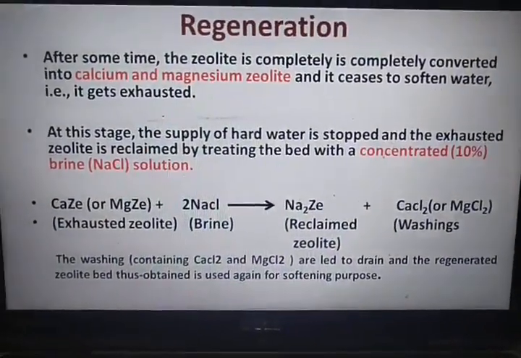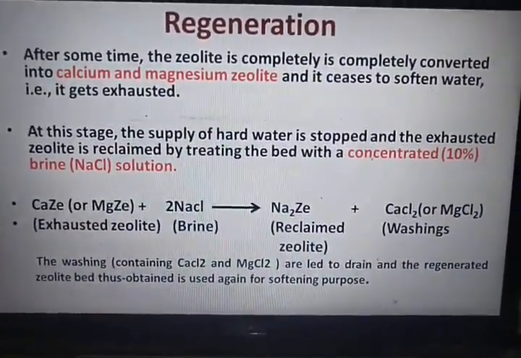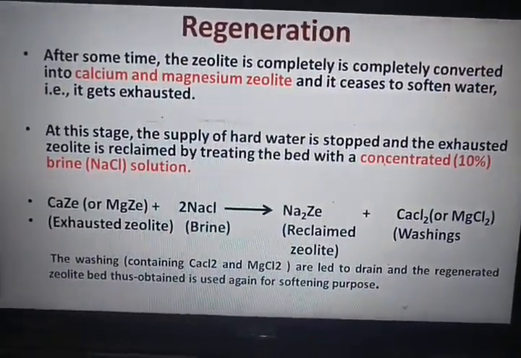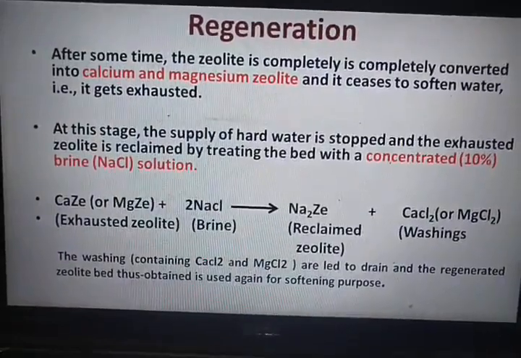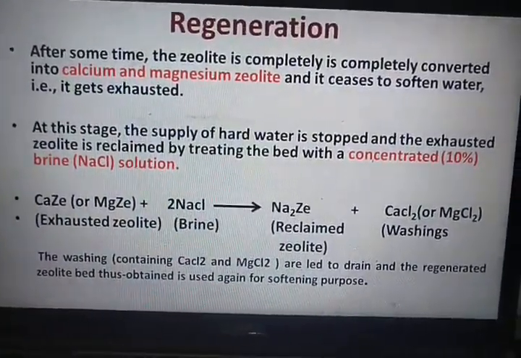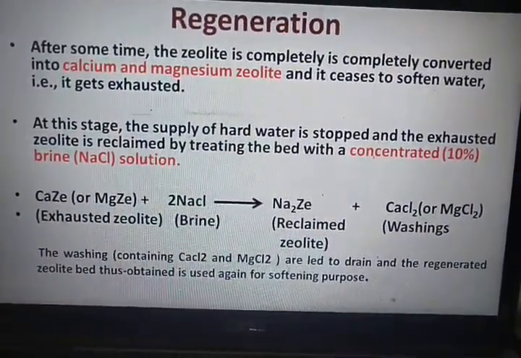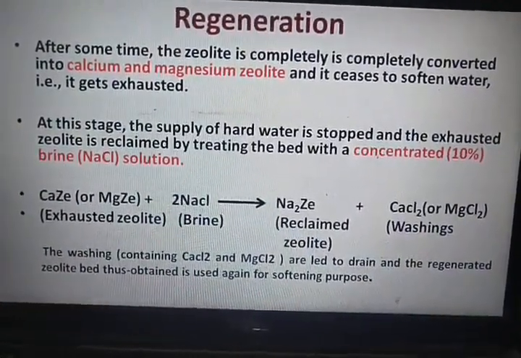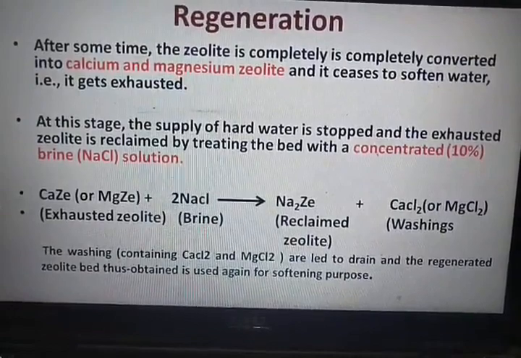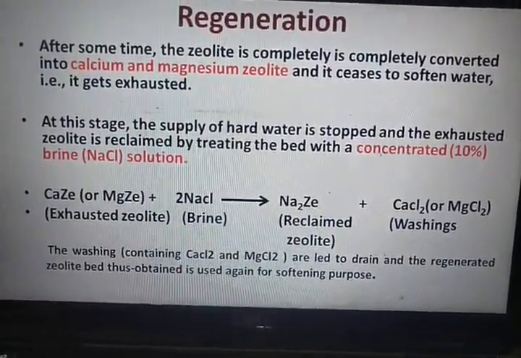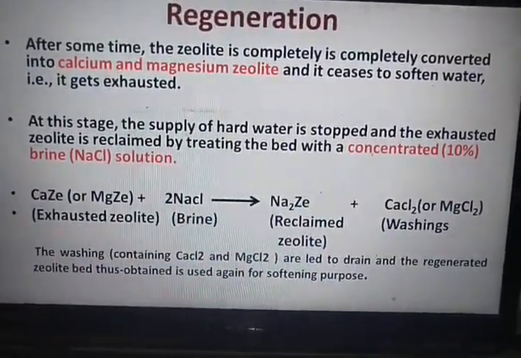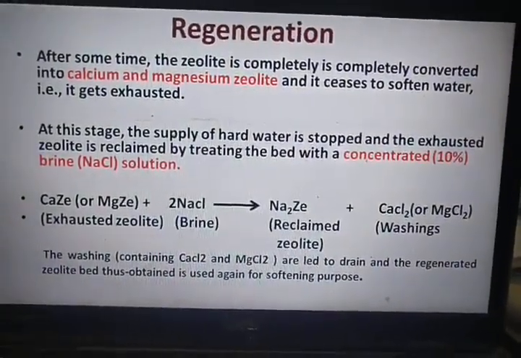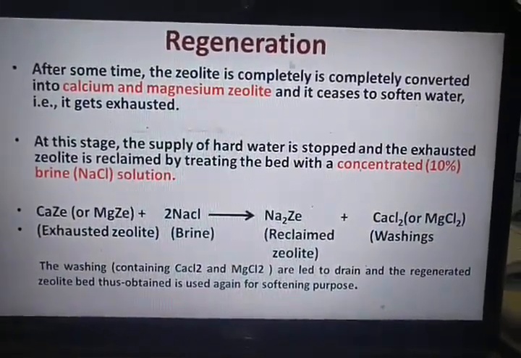Then after some time the zeolite is completely converted into calcium and magnesium zeolite, and it ceases to soften the water, that is, it gets exhausted. At this stage the supply of hard water is stopped and the exhausted zeolite is reclaimed by treating the bed with concentrated brine solution, that is 10% NaCl solution. This is done in order to regenerate the exhausted zeolite, and this process we call the regeneration process.